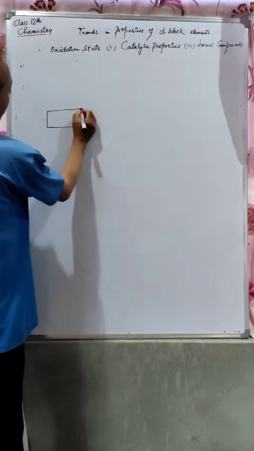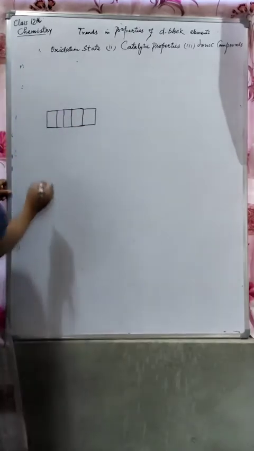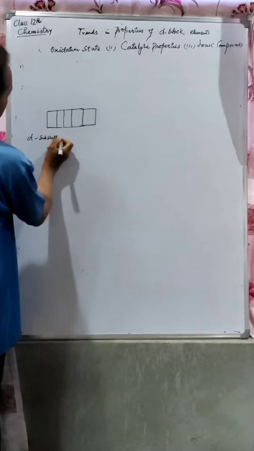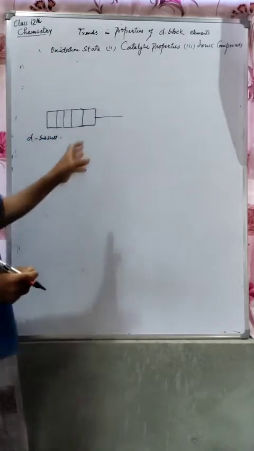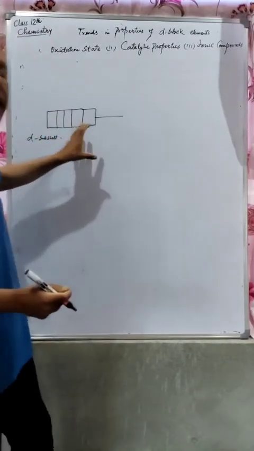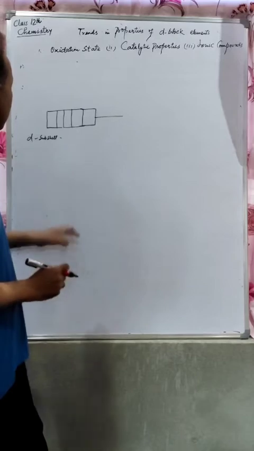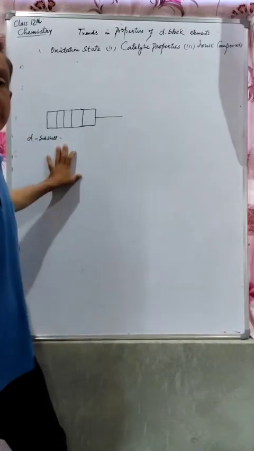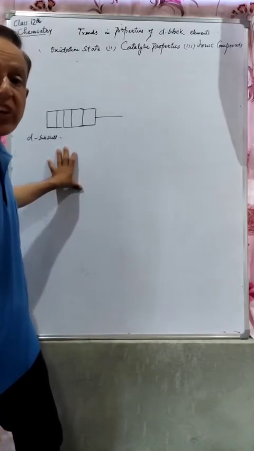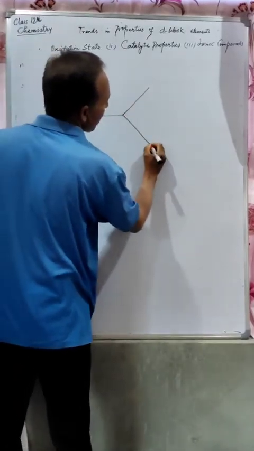For example, we have d orbitals, these are the orbitals of the d subshell, and when a ligand or any ion approaches these transition elements to form the compound, the d orbitals get split into two sets of orbitals. That means they no longer remain degenerate. Degenerate means orbitals of the same energy. So they get split into two sets of orbitals.